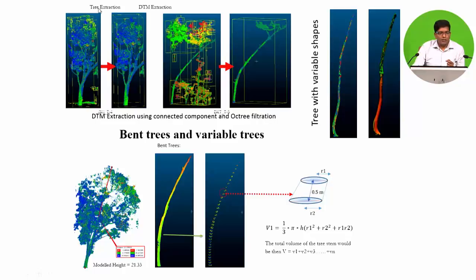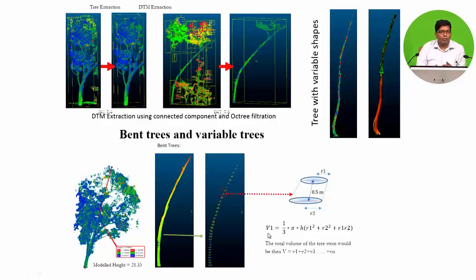So here each tree is separated out, and from this tree, by applying this octree filtration, we can remove the branches from the other trees and also the leaves of this tree, so that we are only getting the point cloud corresponding to the particular tree. And from this, we can estimate the volume of this particular stem by slicing this point cloud at different levels, and by using the cylinder or cone formula, we can estimate the volume.